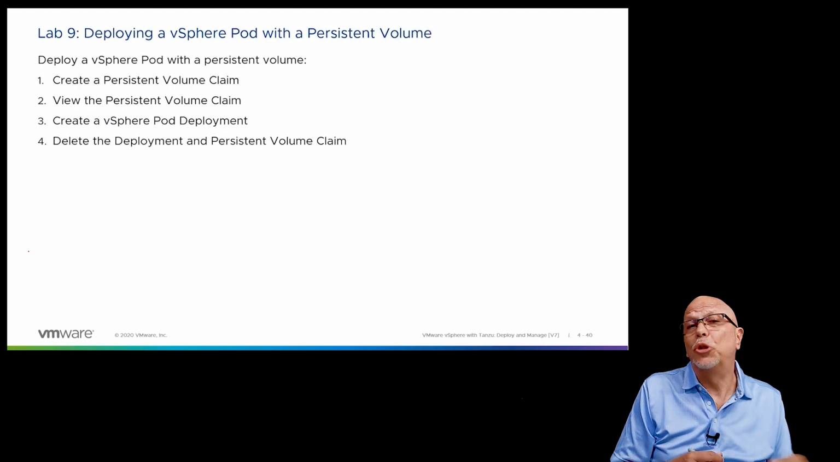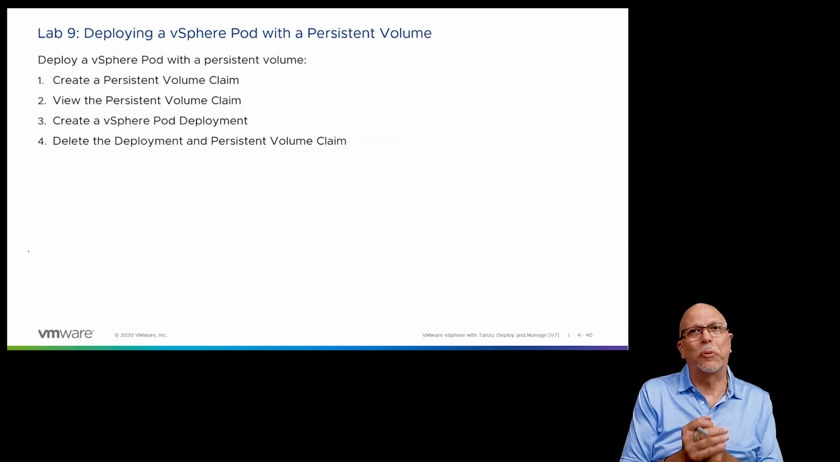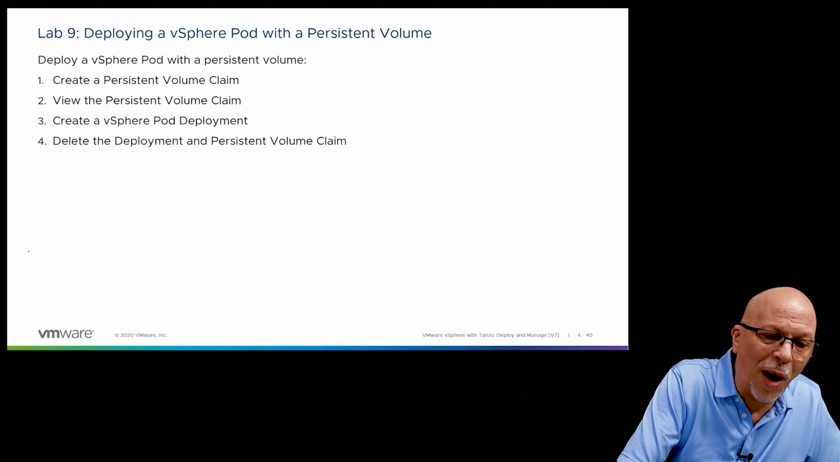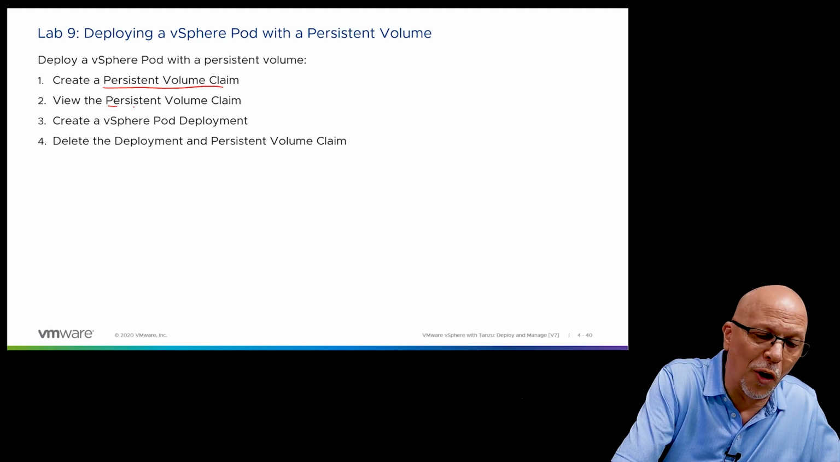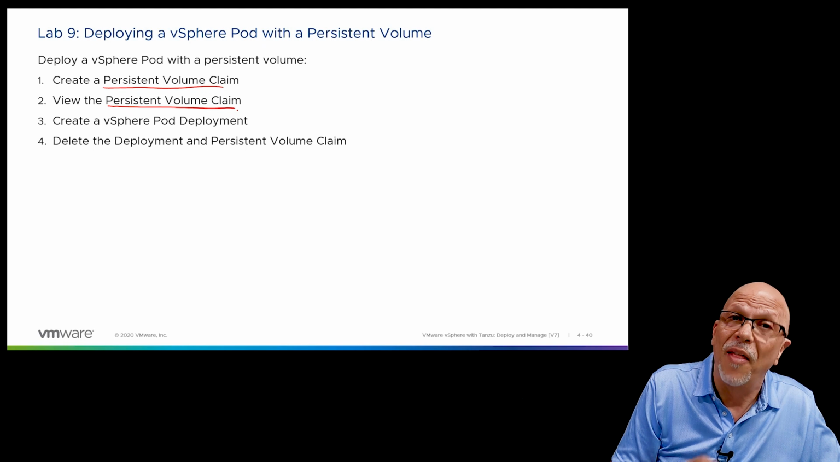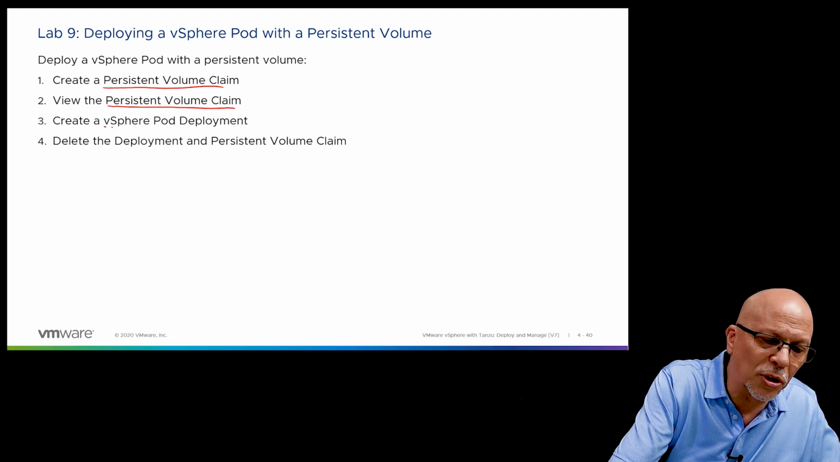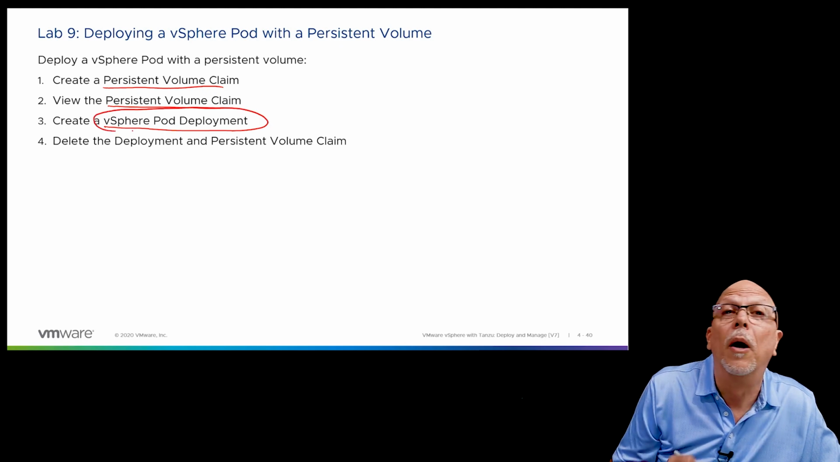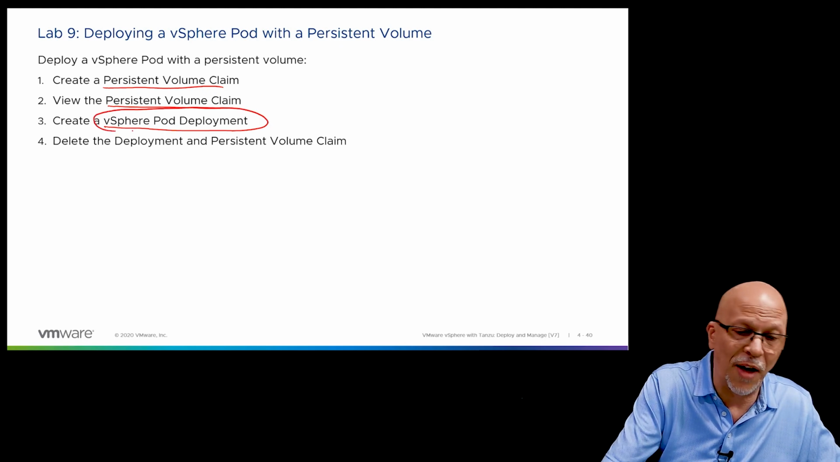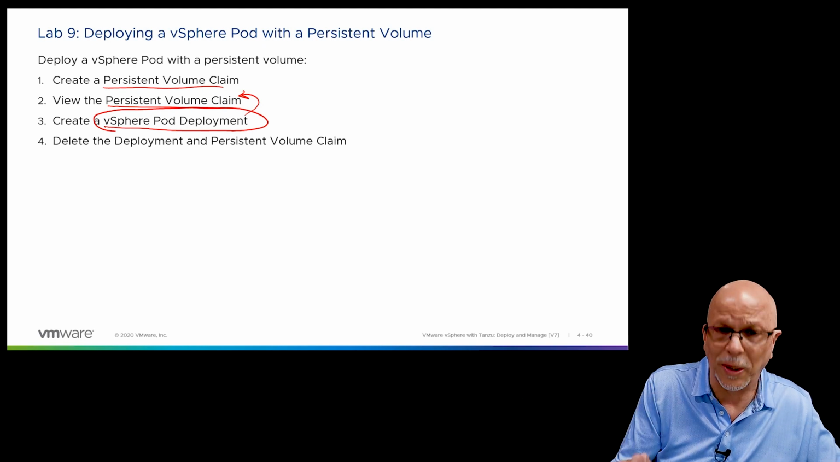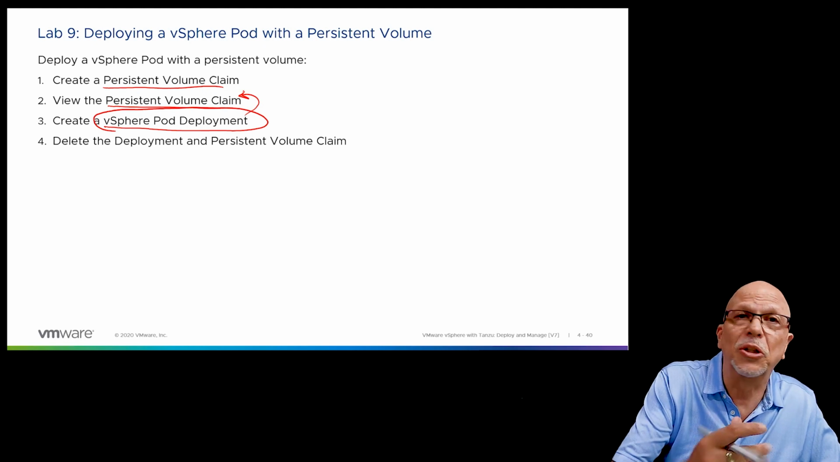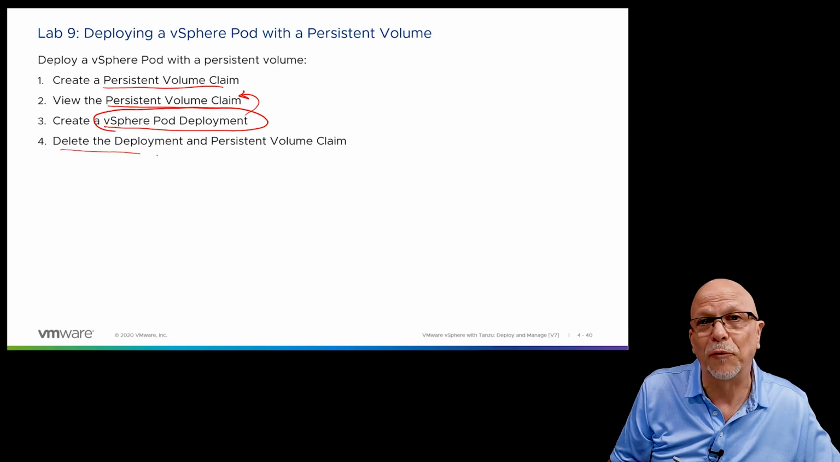So to actually go do this in the lab, which is pretty easy, it's not a complicated one, we're giving you the YAML file to create the persistent volume. You're going to go view it in the vSphere client, that persistent volume claim has been created. And then you're going to actually deploy a new vSphere pod deployment that's going to claim that persistent volume claim. In other words, it's going to use it. And then, just to clean things up, you're going to delete it afterwards.